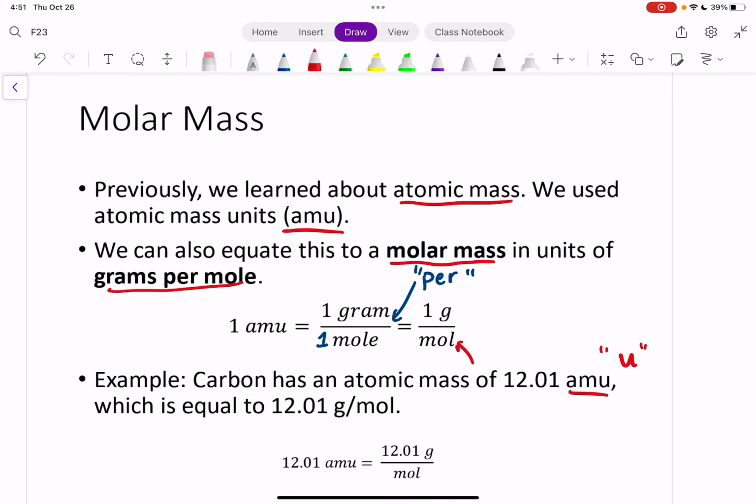And that's equal to 12.01 grams per mole, right? Because we said up here that 1 AMU equals 1 gram per mole. These two things are equal. That's what that equal sign is saying. It's an equality. So 1 AMU is 1 gram per mole. And if that's the case, then if we have 12 AMUs of something, we also have 12 grams per mole, or about 12, right? 12.01.